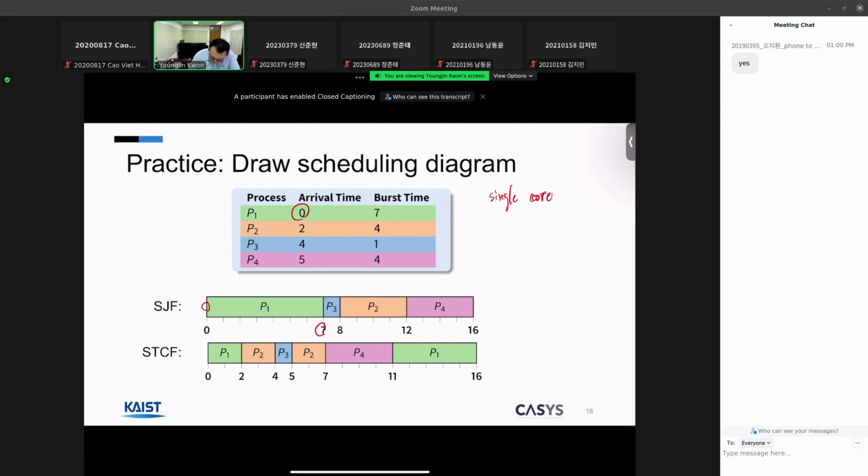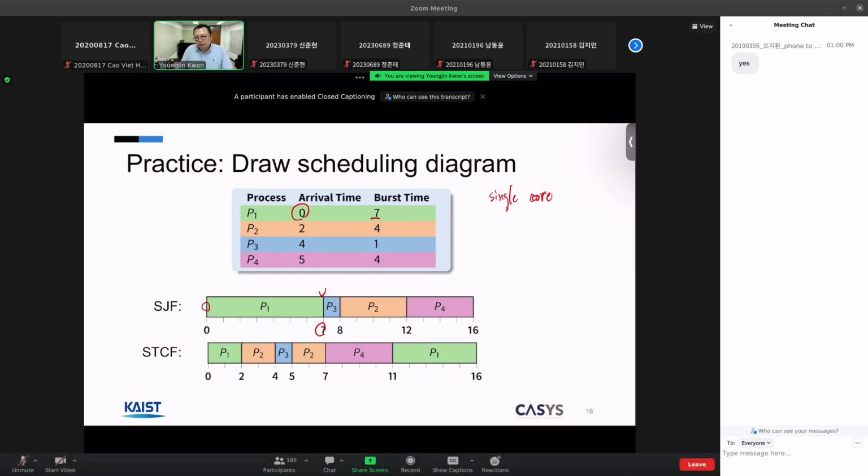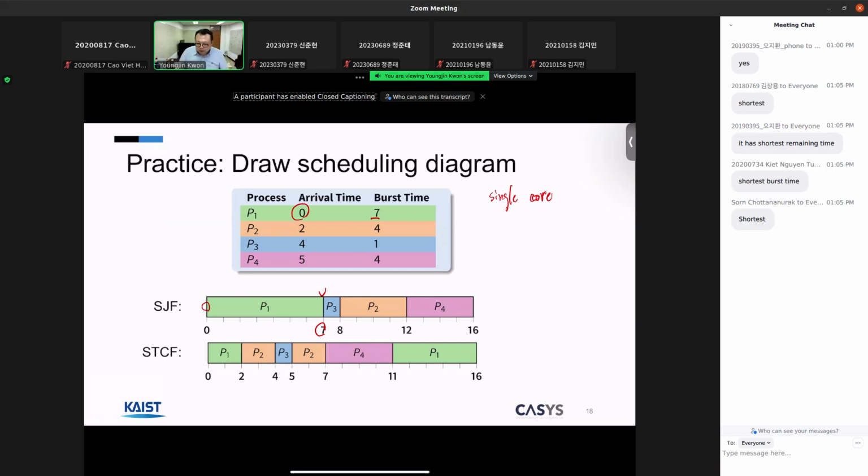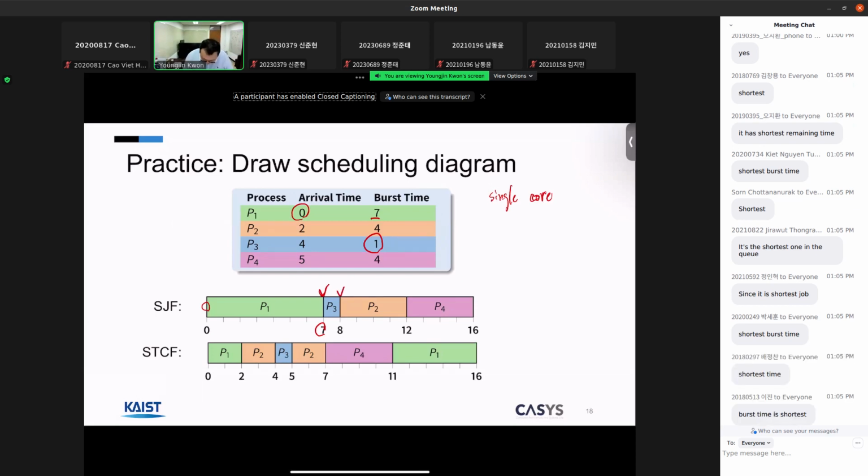At time 7, P1 executes its whole burst, and SJF picks the next task. Why is P3 selected? Because its remaining time is shortest. Then P2 and P4 have the same burst time, so it requires a tie-breaking rule. Usually P2 arrives first, so P2 is scheduled first.